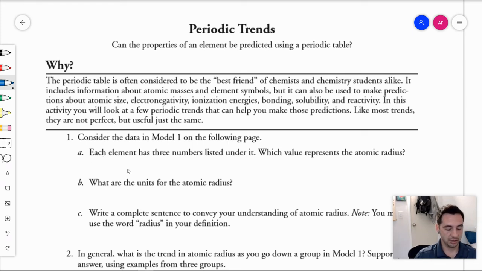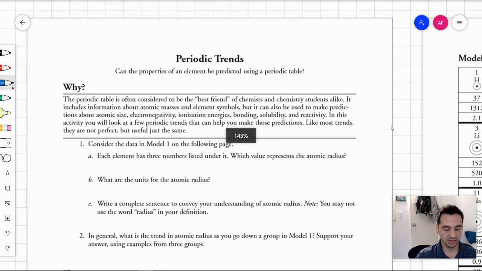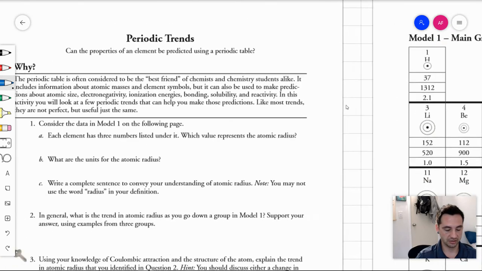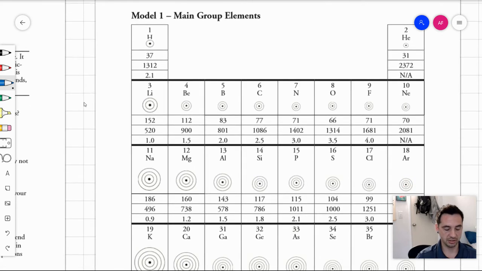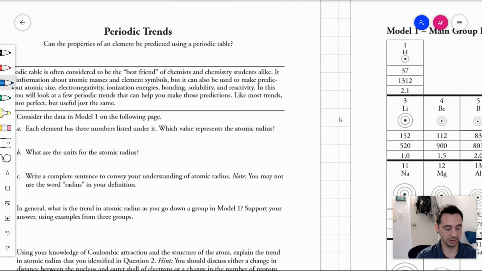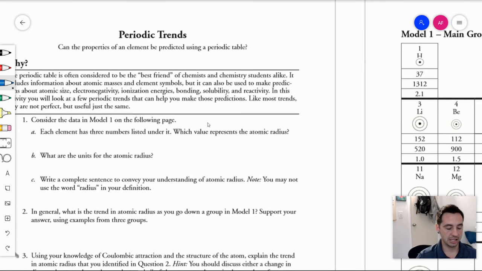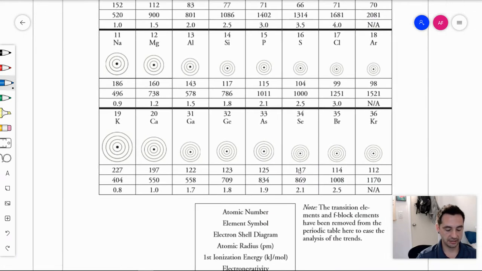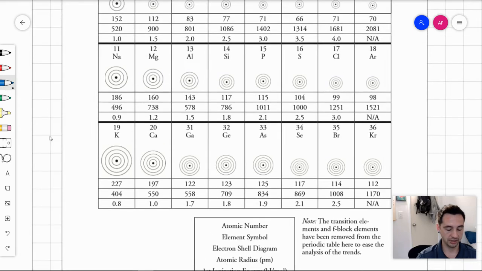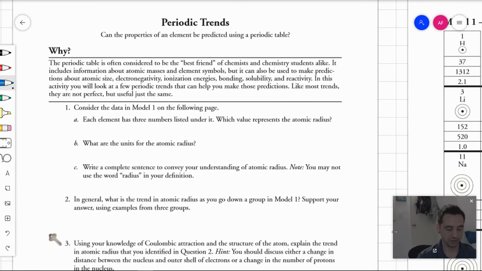Okay, consider Model 1. So Model 1 is the next page here. So you'll see something that looks like that. These are just the elements with some numbers below them. Okay, each element has three numbers listed under it. Which one represents the atomic radius? Well, if you look down here at the bottom, the radius is the first number. The first number is the radius.